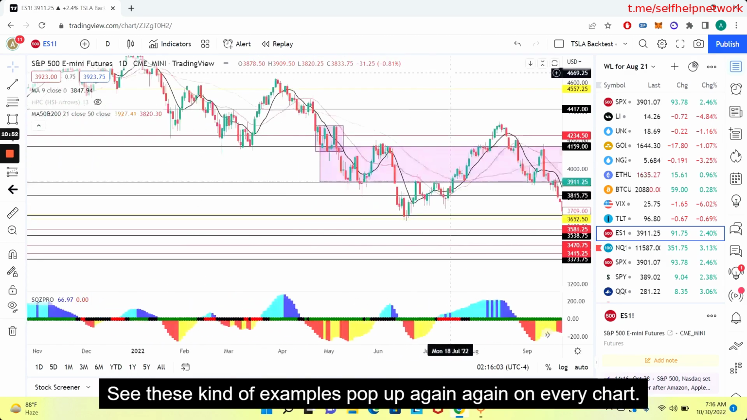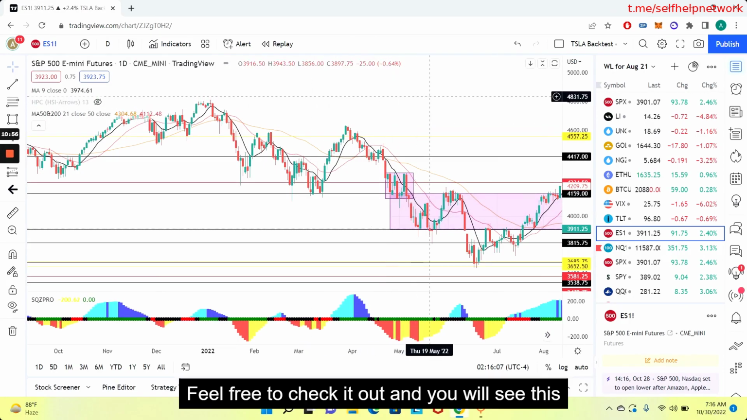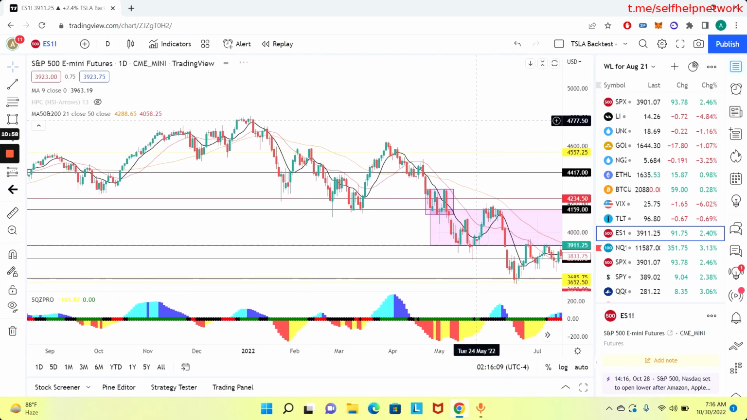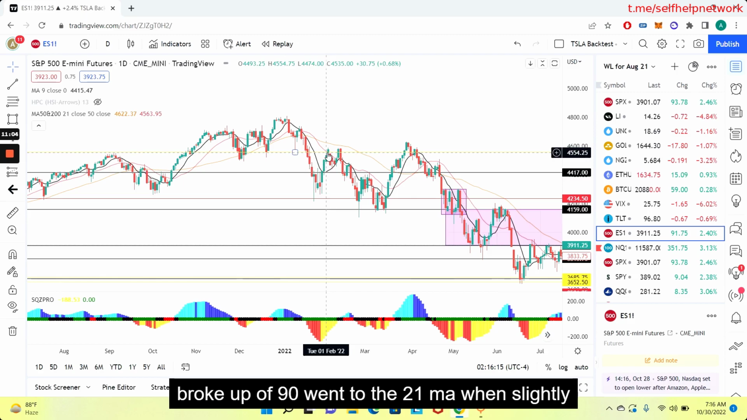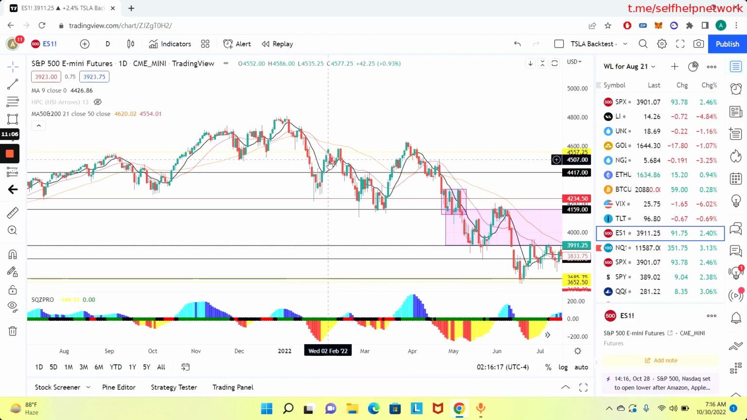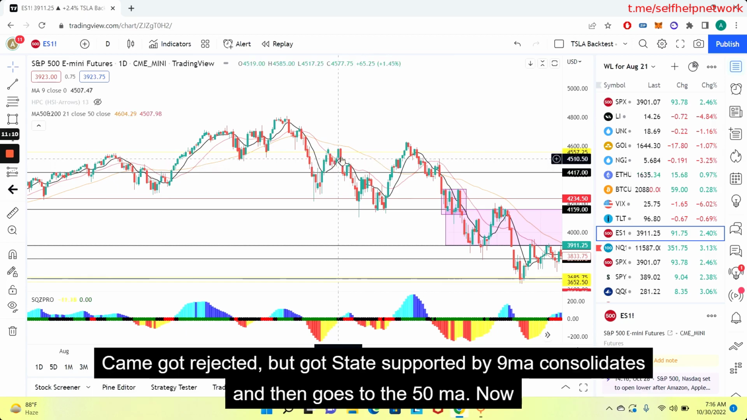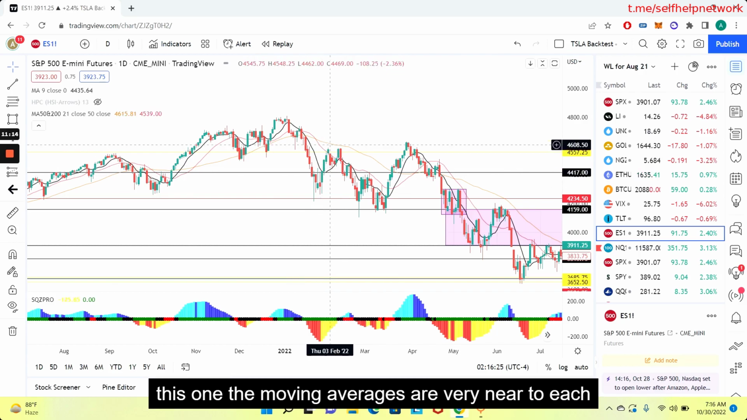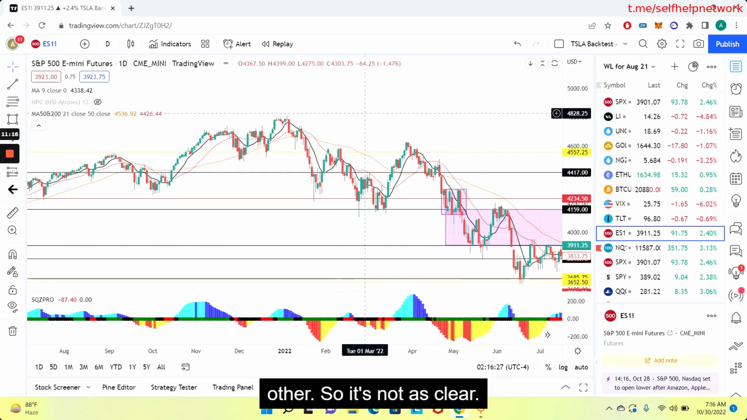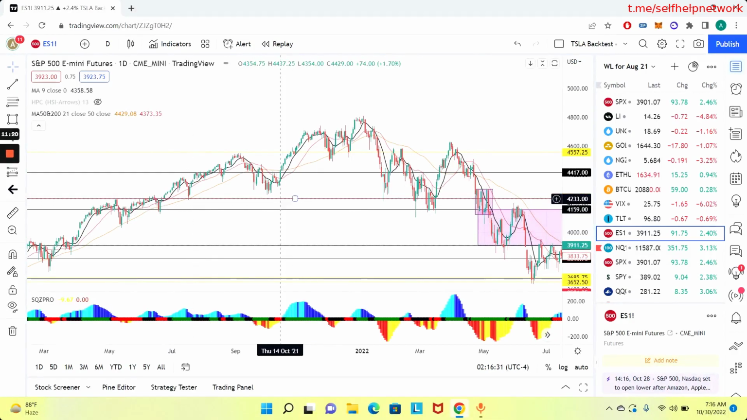So these kinds of examples pop up again and again on every chart. Feel free to check it out and you will see this happen time and time again. This one, for example, we have this 9 MA downtrend. Price broke above the 9 MA, went to the 21 MA, went slightly higher, got rejected, but stayed supported by the 9 MA, consolidates, and then goes to the 50 MA. Now this one, the moving averages are very near to each other, so it's not as clear. But these kinds of examples happen time and time again.